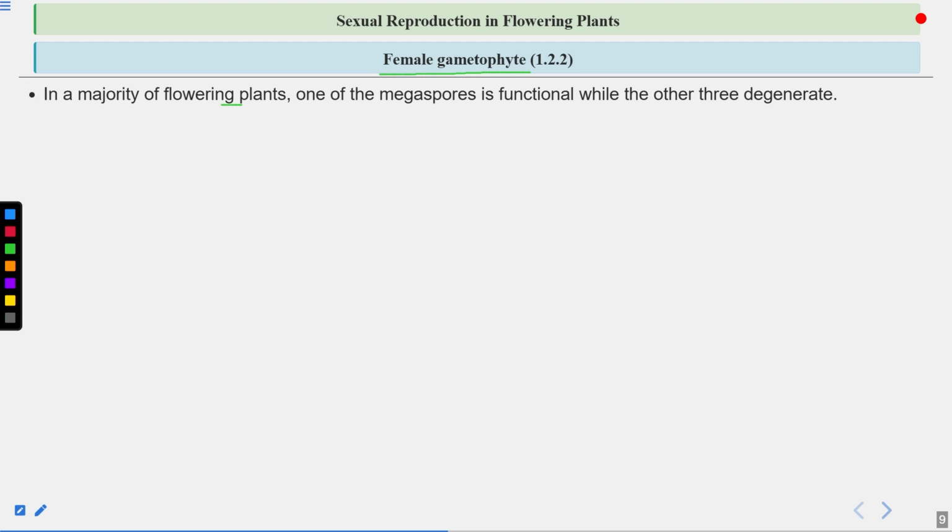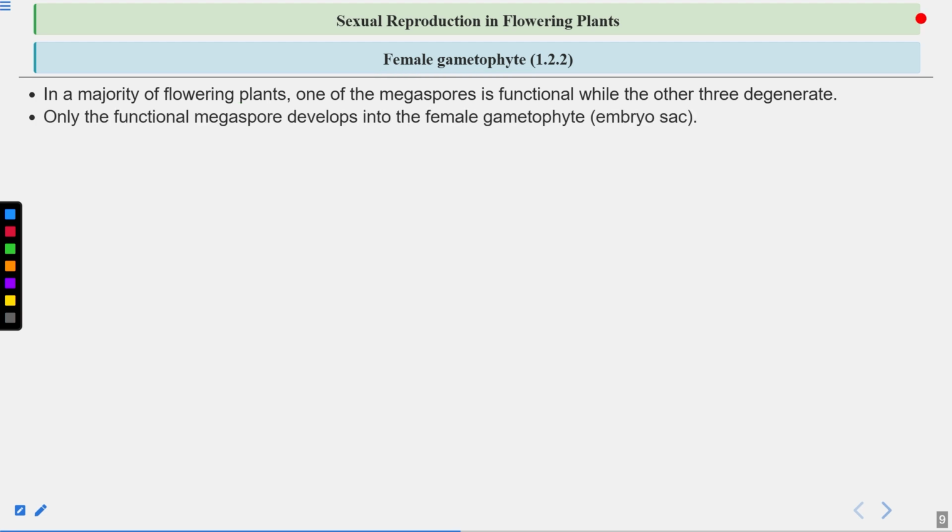Now these 4 megaspores are haploid in nature, n. Okay. Out of these 4, 3 degenerate and only 1 megaspore is functional. So this is the story of one functional megaspore. Always remember this.